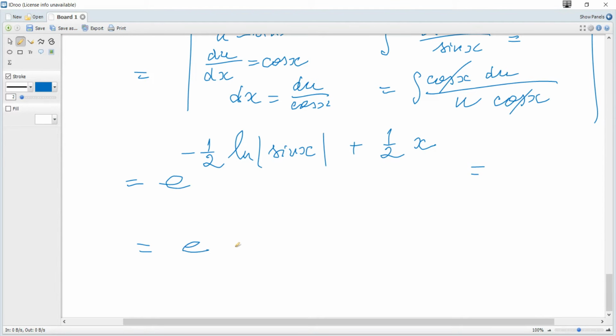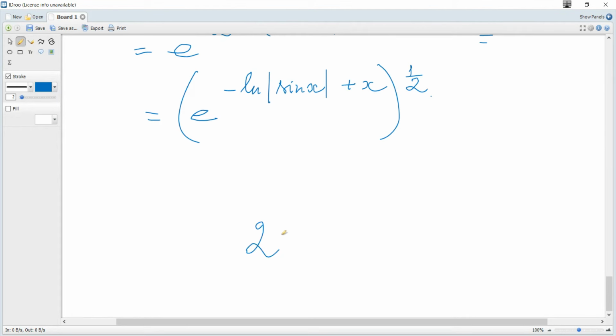We can rewrite it as e to the power of negative ln of the absolute value of sine plus x, multiplied by a half, or we just factor out a half, and it can be rewritten as this to the power of a half. It's like 2 to the power of a half x is the same as 2x to the power of a half, because power to power we just multiply exponents.